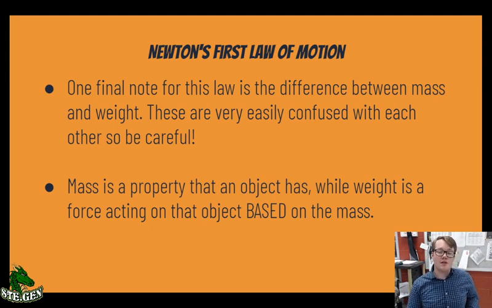One final note for this law is that we have to be careful that mass and weight are actually different from one another. This is really easy to confuse, and we may use them interchangeably in our day-to-day life, and I will probably, because I'm a hack and a fraud, use them interchangeably in class at least once. Mass is a property that an object actually has, but weight is a force that is acting upon that object that is based on the mass.